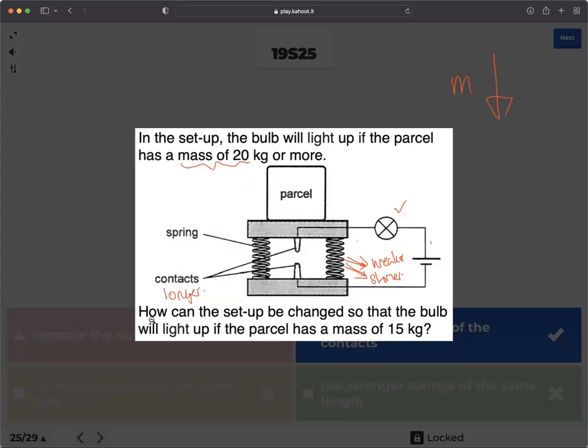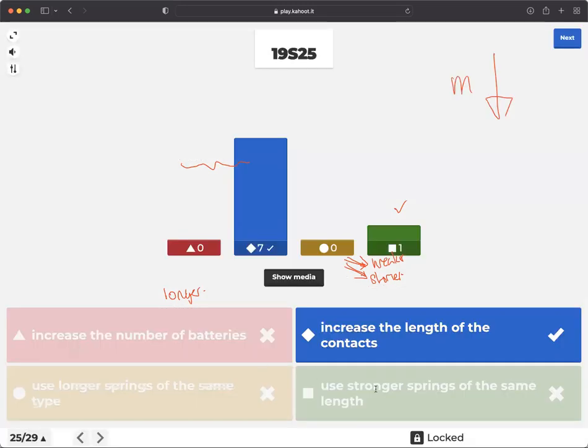So for this question, the answer is red. The only student that got this wrong, are you clear? If you use a stronger spring, it will be even harder to press down, right? Because your mass is lesser. So a stronger spring will be wrong. If you understand now, let's continue.